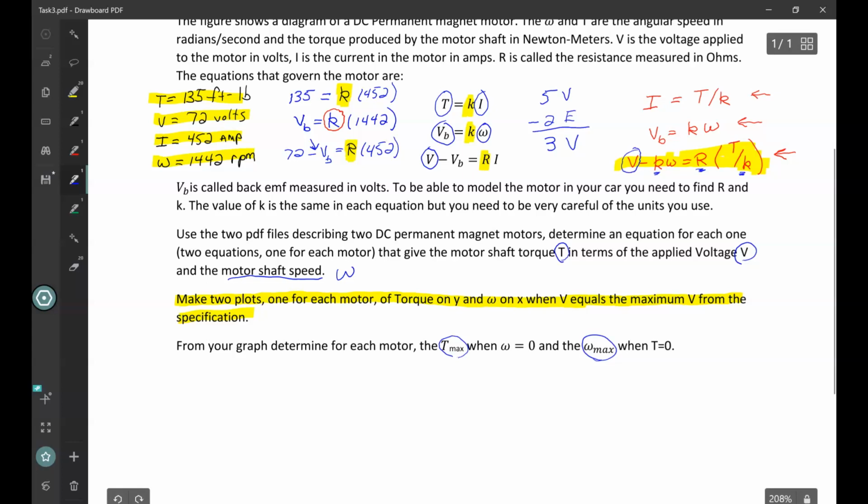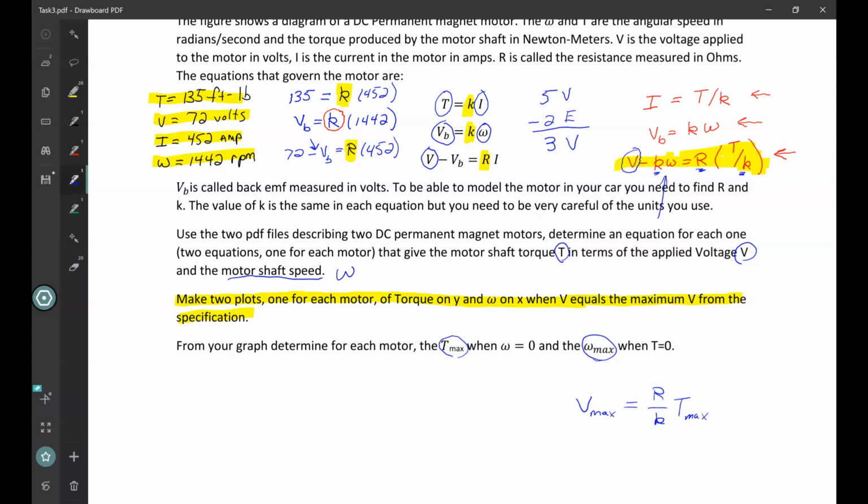But if omega is equal to 0 is where the maximum occurs, put a 0 in here. You know all the other numbers. Put a 0 in there. What do you get for the torque? You get the voltage, the maximum voltage, because you've applied the maximum voltage, equals R over K times T max. So you can calculate T max or read it off of your chart.